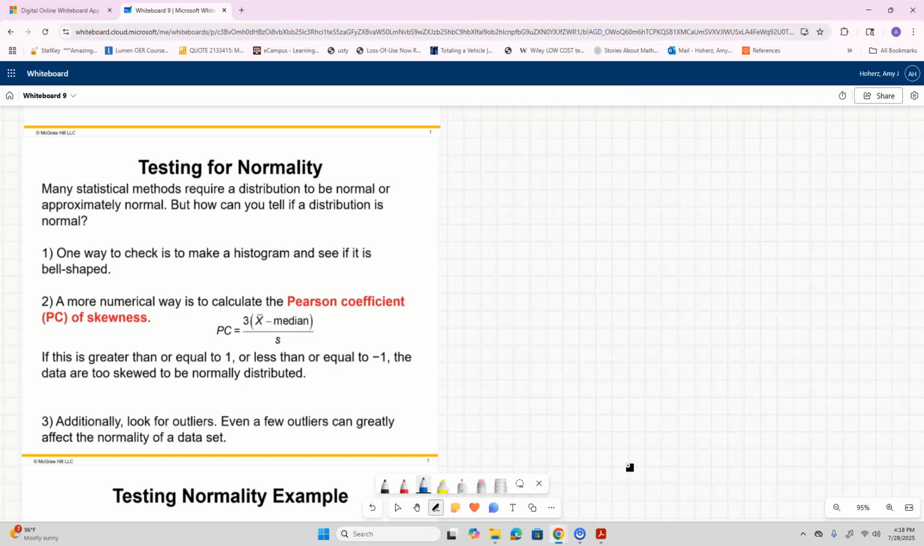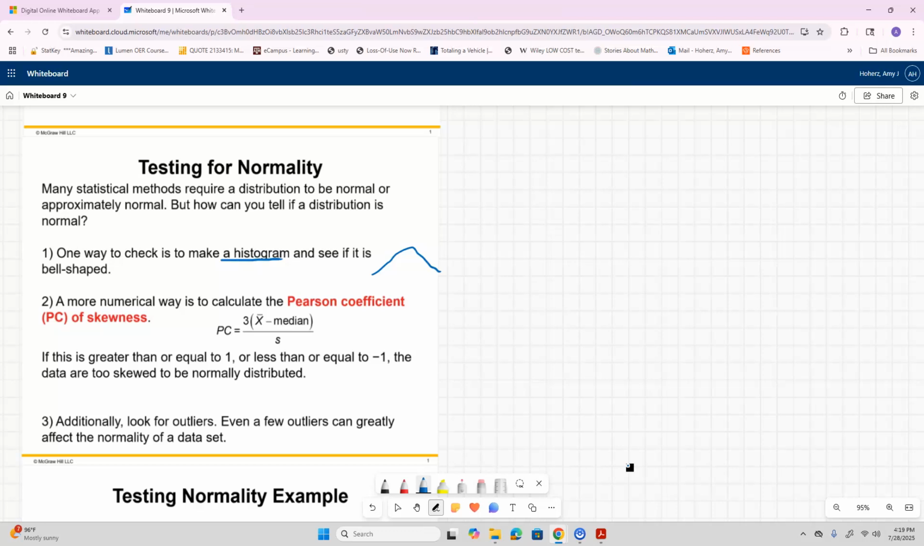To test if your data is normal or at least approximately normal, you can make a histogram and see if it comes out to be bell-shaped. You get a bell-shaped curve for your histogram. If you look at it and you say, it looks pretty bell-shaped, then you could go on to the second thing, which is to calculate what we call the Pearson coefficient of skewness. It's calculated by taking 3 times the average of the data minus the median, and then dividing it by S, the standard deviation of the sample.